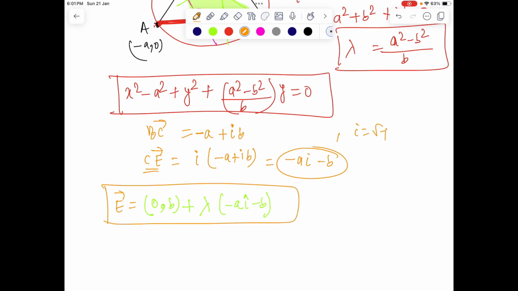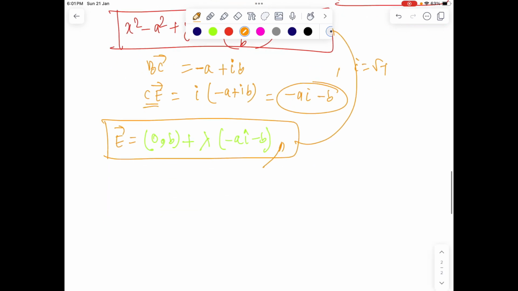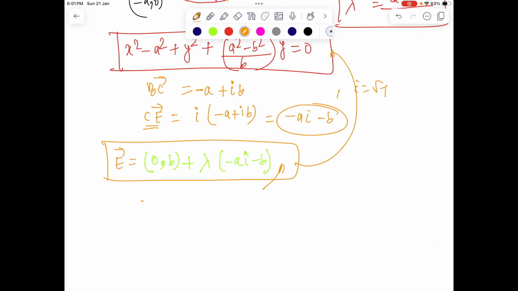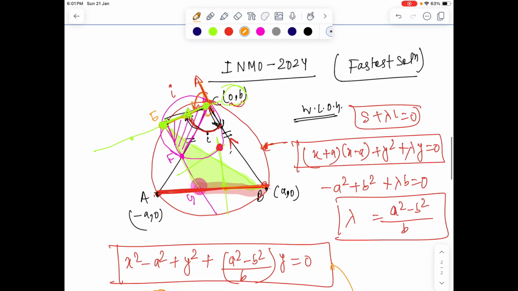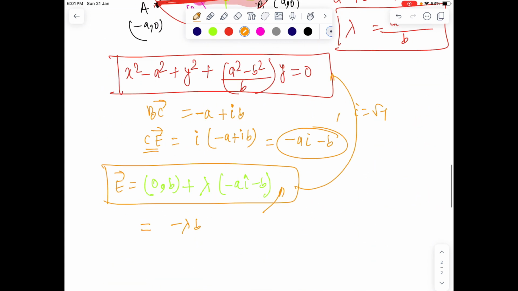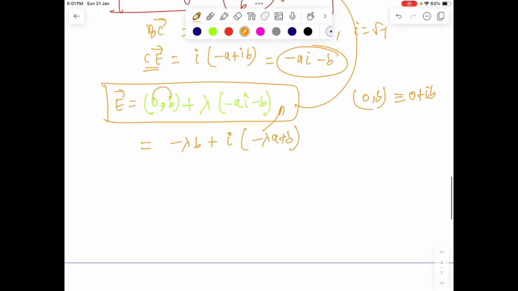This will give me the location of any point E on the line, right? Now since the point E lies on the circle, I'll make it satisfy the equation of the circle. So now a general point on the line will be minus lambda B plus i times minus lambda A plus B.